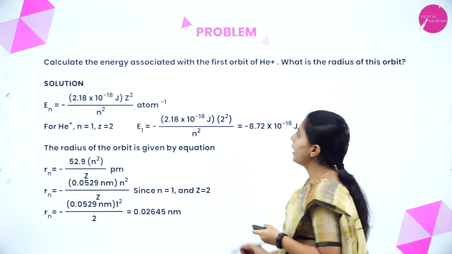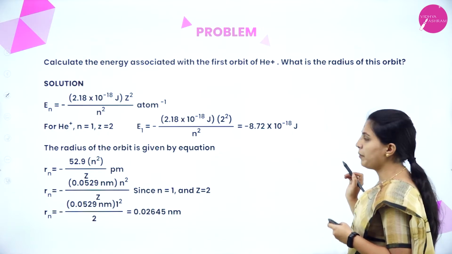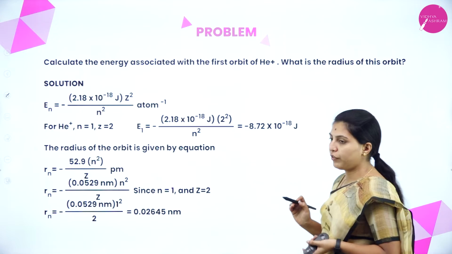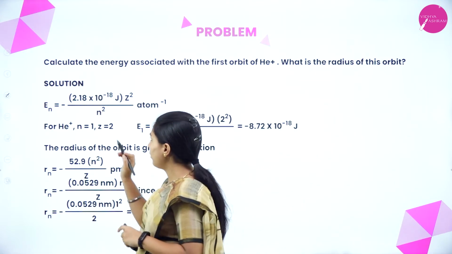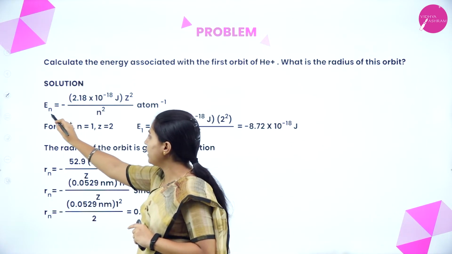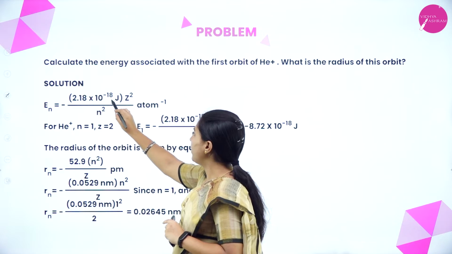Next problem: calculate the energy associated with the first orbit of He plus, that is helium. What is the radius of the orbit? For radius, we have one formula. Also, we have to calculate the energy. So, first we have taken the energy, minus 2.18 into 10 to the power of minus 18.